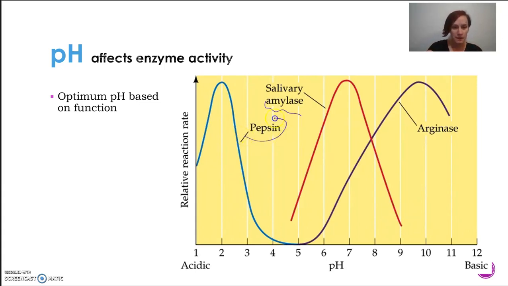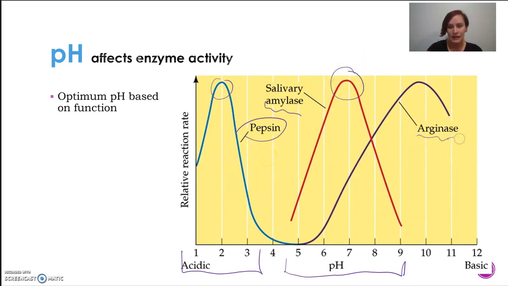So we can see here pepsin, which is found in the stomach, a really acidic environment, working at its highest there. The salivary amylase is in your mouth, so again around that neutral environment. And arginase is found in the liver, and it's actually working ideally at a more basic level there.